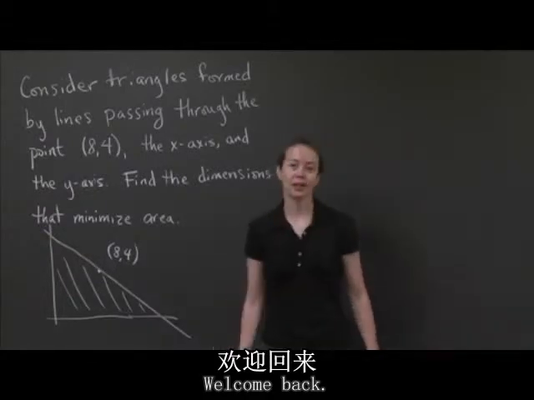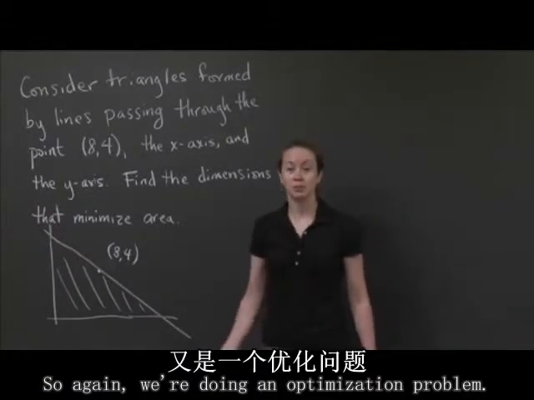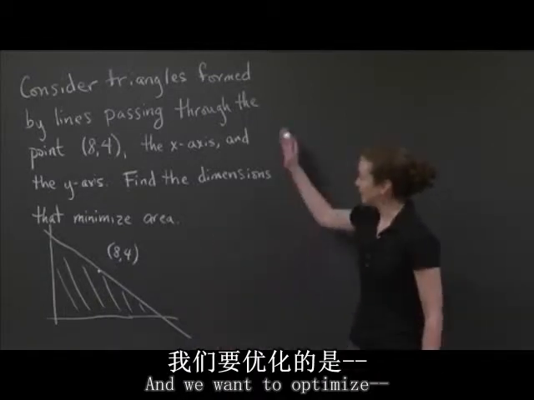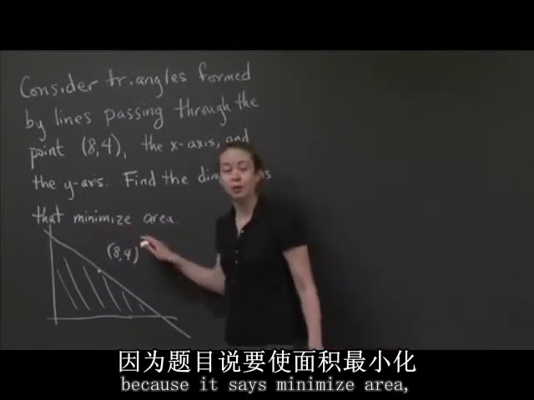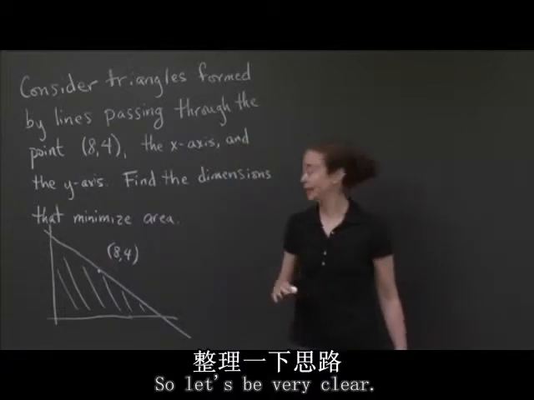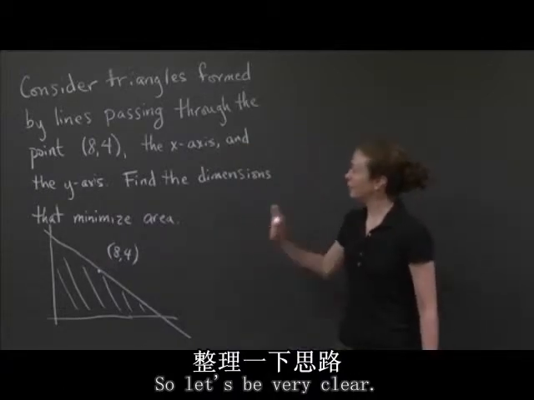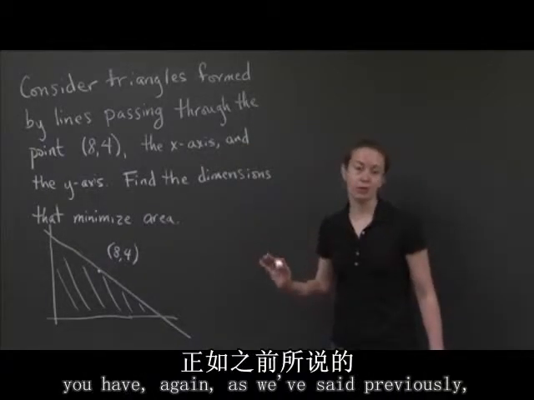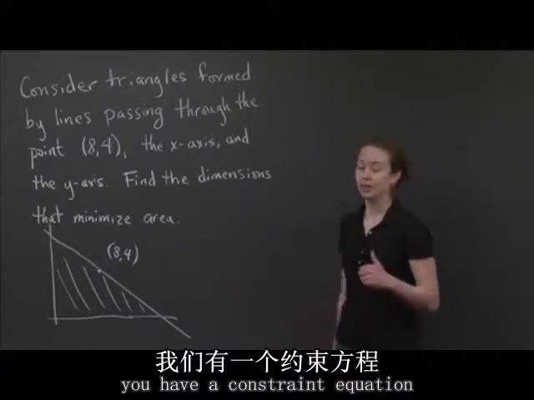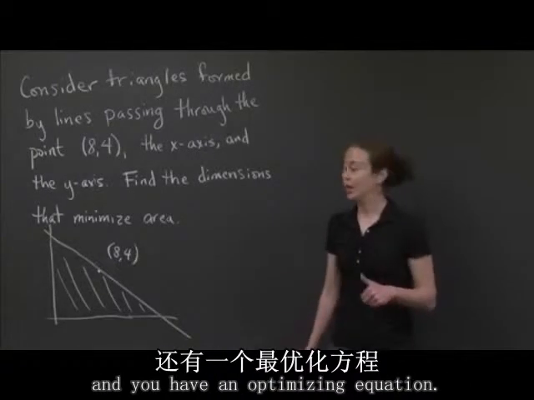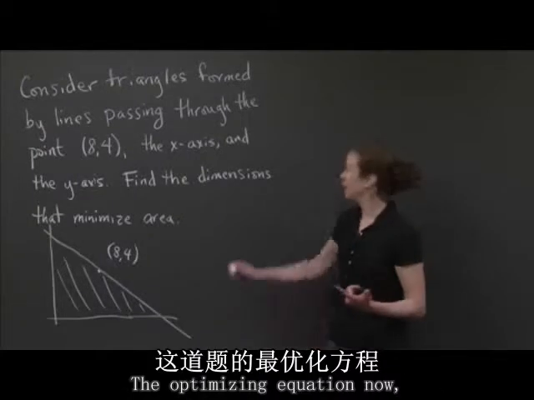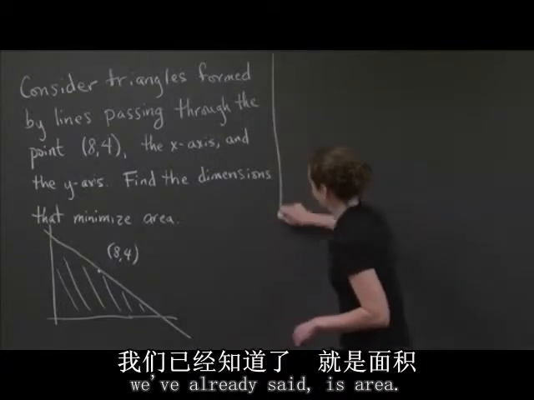Welcome back. So again, we're doing an optimization problem, and we want to optimize. Because it says minimize area, we know the optimizing equation is area. So let's be very clear. Always when you're doing these problems, as we've said previously, you have a constraint equation and you have an optimizing equation. The optimizing equation, as we've already said, is area.